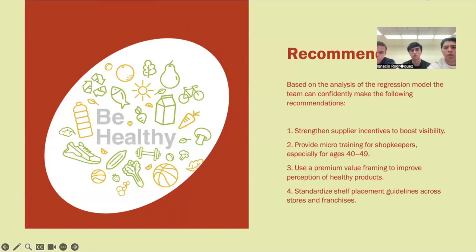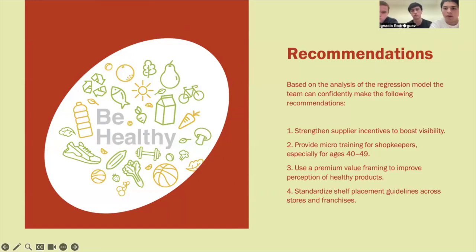Our recommendations: based on the analysis of the regression model, the team can confidently make the following recommendations. Strengthen supplier incentives to boost visibility, provide micro-trainings for shopkeepers, especially for ages 40 to 49, use a premium value framing to improve perception of healthy products, and standardize shelf placement guidelines across stores and franchises.